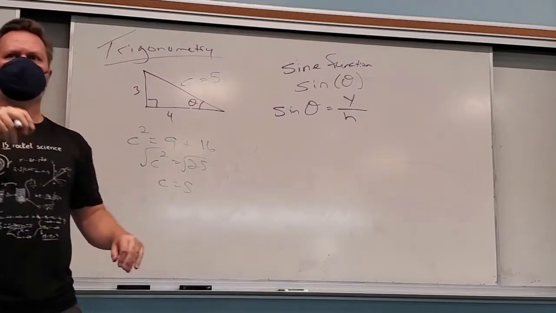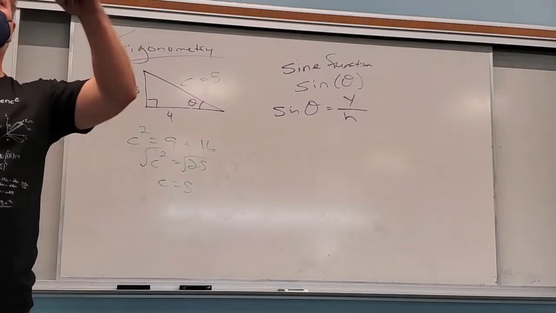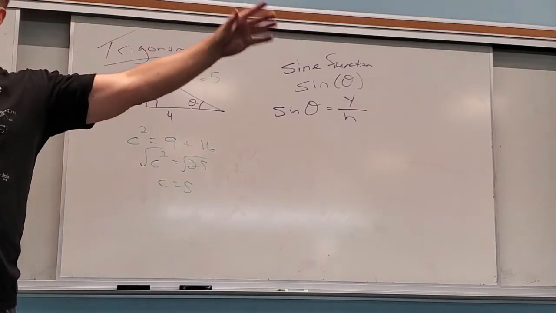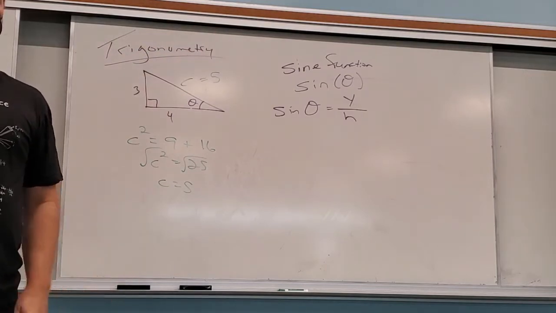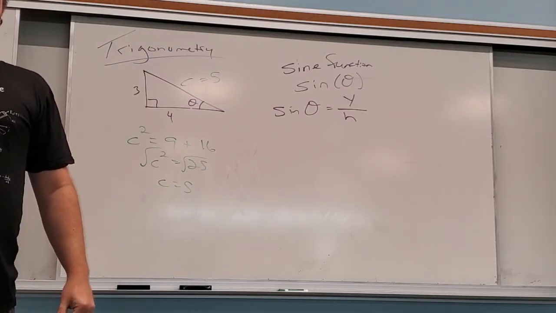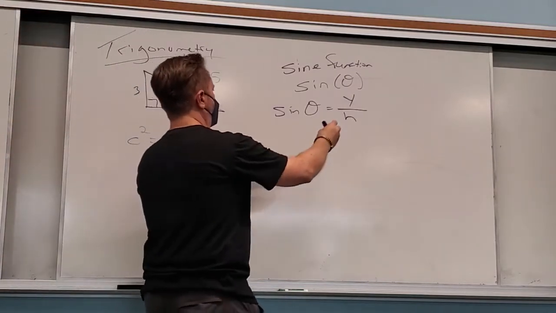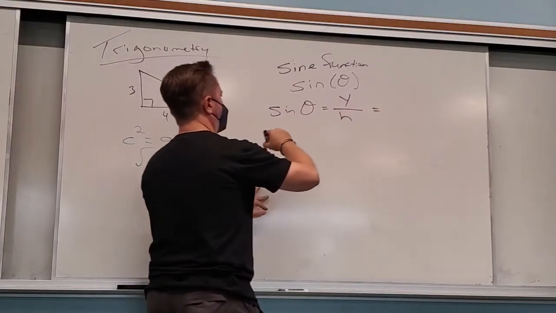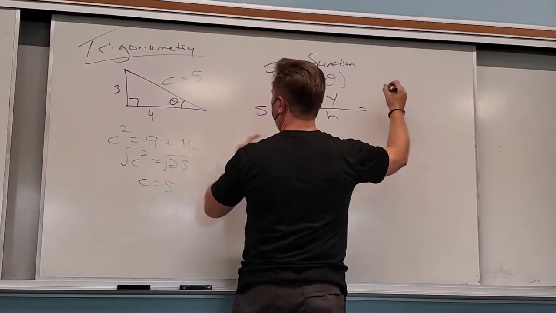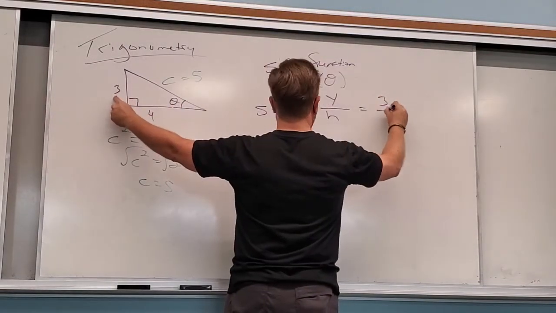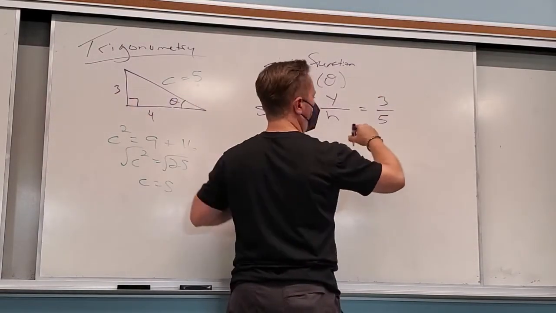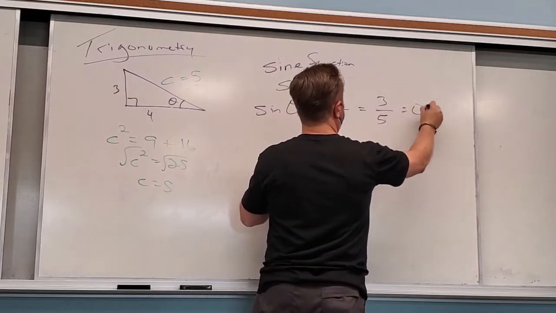All the trig functions are ratios of sides of triangles. So in this case, what's it going to be? Yeah, it's 3 divided by 5, which we can say is 0.6. Is that good?